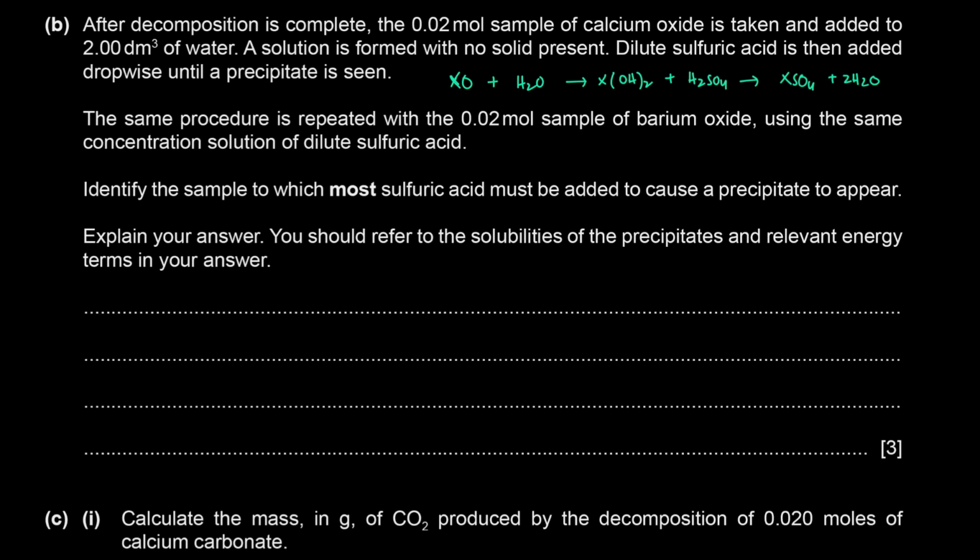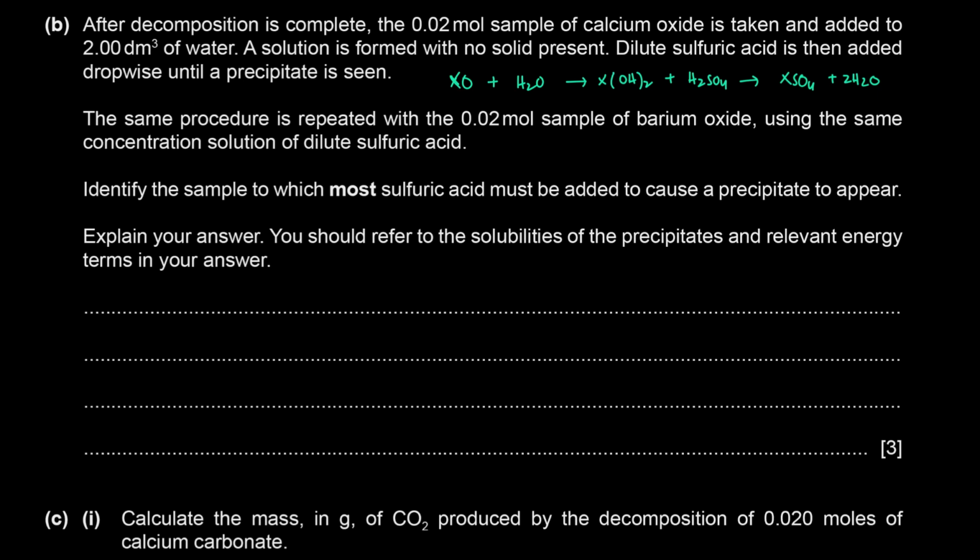The question is, in which case will more sulfuric acid need to be added to cause a precipitate to appear? In other words, the question is asking which sulfate is going to be more soluble. The more soluble the sulfate, the longer it will take for the precipitate to appear. The less soluble or the more insoluble it is, the quicker the sulfate will form. So in this case, which sulfate is more insoluble?